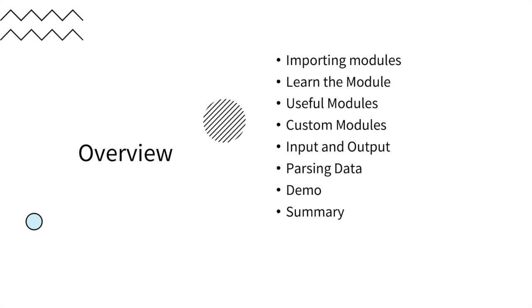And then we're going to go into parsing data, which is going to cover things like CSV, YAML, JSON, and XML. Those are some of the most common formats that you're going to see when working with software-defined networks and just overall infrastructure automation. And then we'll be going into a demo, and finally our summary.